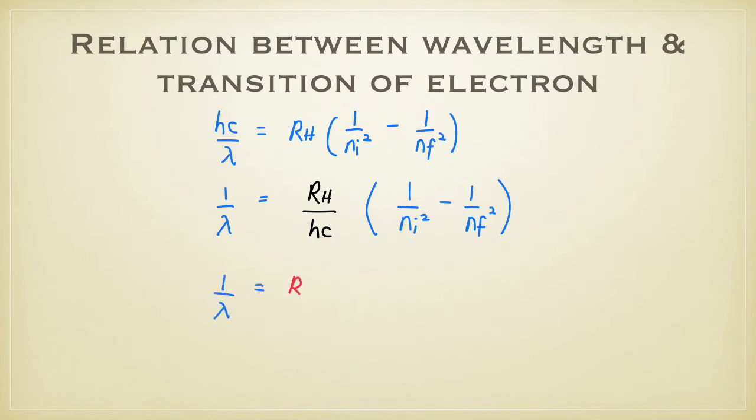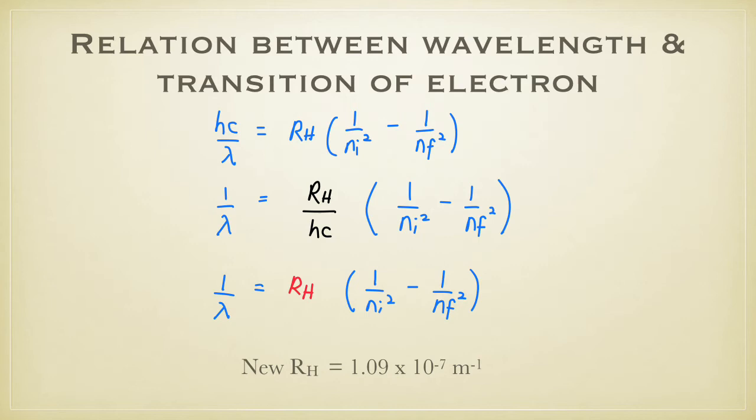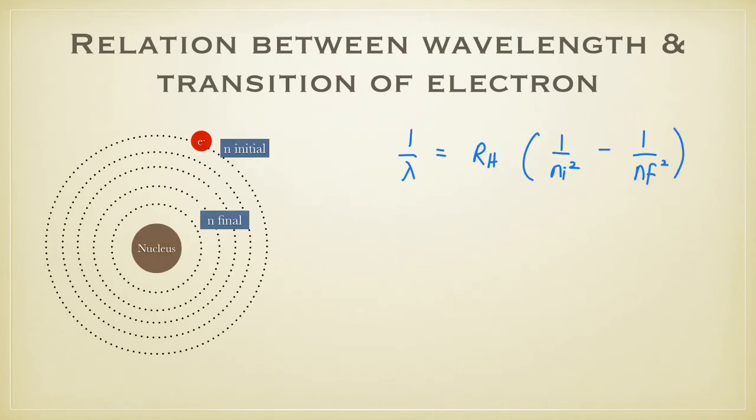Now let's substitute this group of constants with a single constant. This new constant has the value of 1.09 × 10^7 per meter. This new constant, however, is still known as the Rydberg constant. This new simplified equation will then have to go for a slight modification.